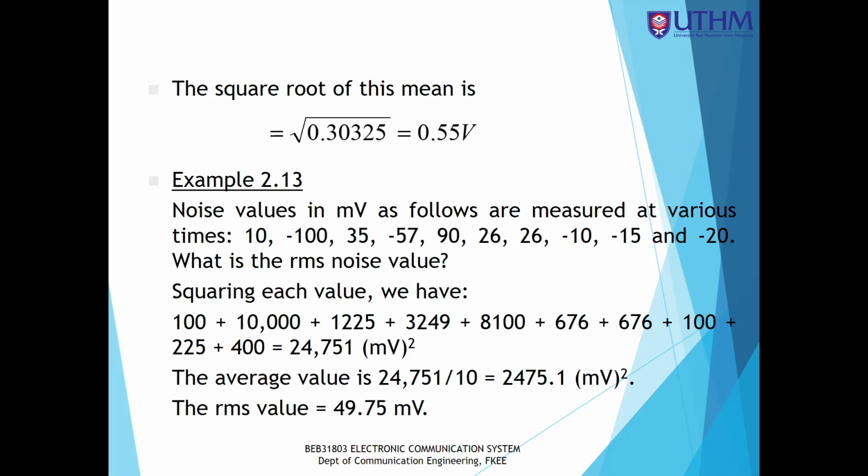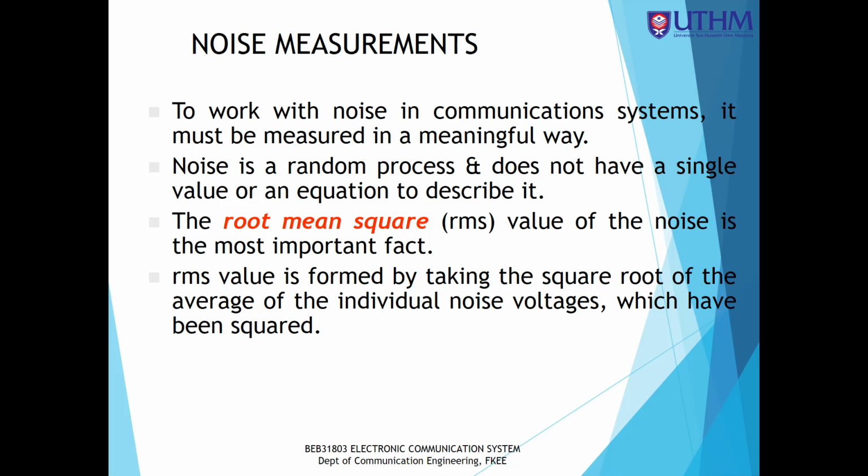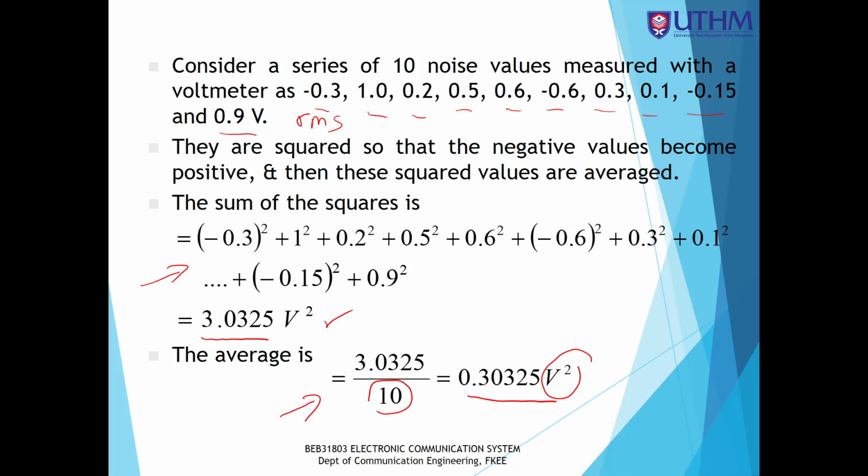And then you're gonna get the square root of this mean. Therefore root mean square adalah bersamaan dengan square root of average value. You akan dapat 0.55 volt. Ini yang dipanggil sebagai root mean square of the measured voltage, noise voltage. Okay, ini ialah yang dipanggil sebagai tadi root mean square of the measured voltage.